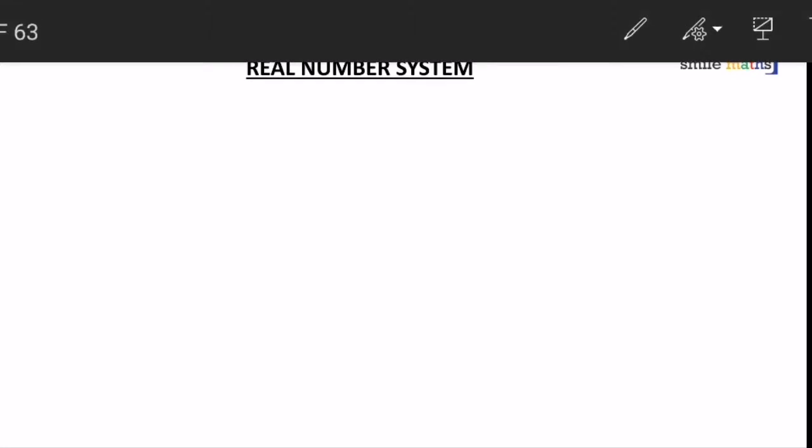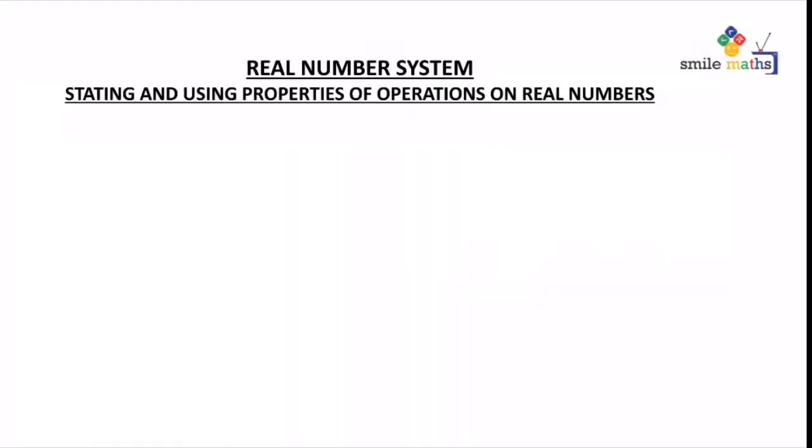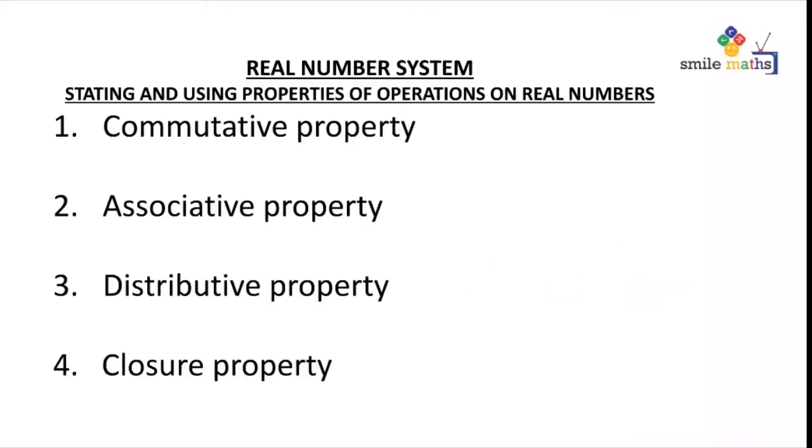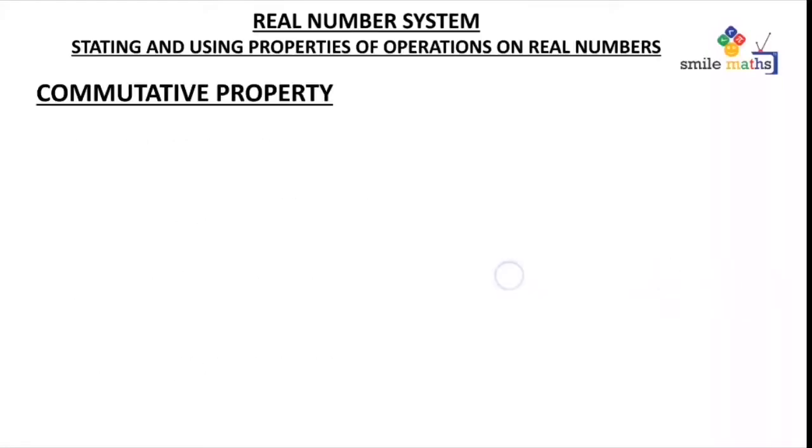Still looking at real number system. We are now looking at stating and using properties of operations on real numbers. The properties we will talk about are the commutative property, the associative property, the distributive property, and the closure property. The basic operations we use in maths are addition, subtraction, multiplication and division.